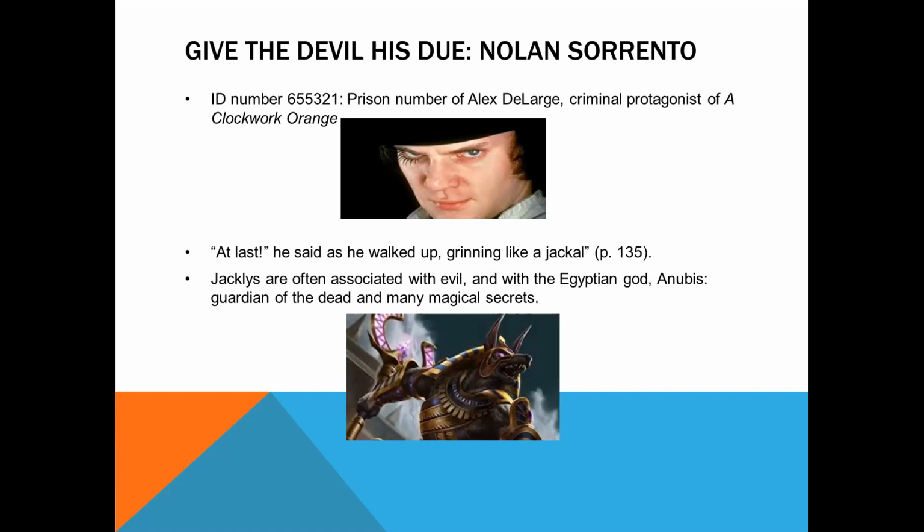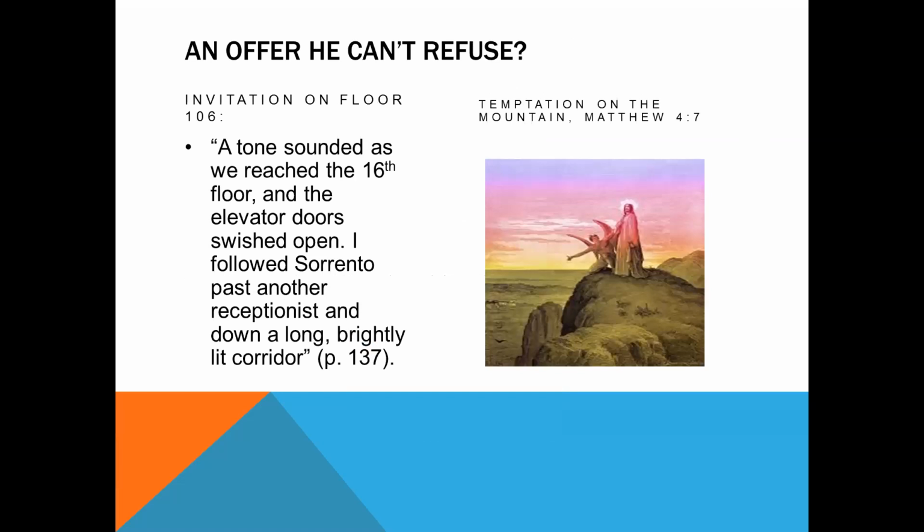First of all, his ID number for IOI is the same number as a character named Alex DeLarge, who is the criminal protagonist of A Clockwork Orange, another dystopian novel. And when he meets Nolan Sorrento, he first says, "At last," walking up grinning like a jackal. Jackals are often associated with evil, and specifically with the Egyptian god Anubis, who is a guardian of the dead and magical secrets. Very apropos, I would think, for a novel so concerned with the canon of mythology and fantasy.